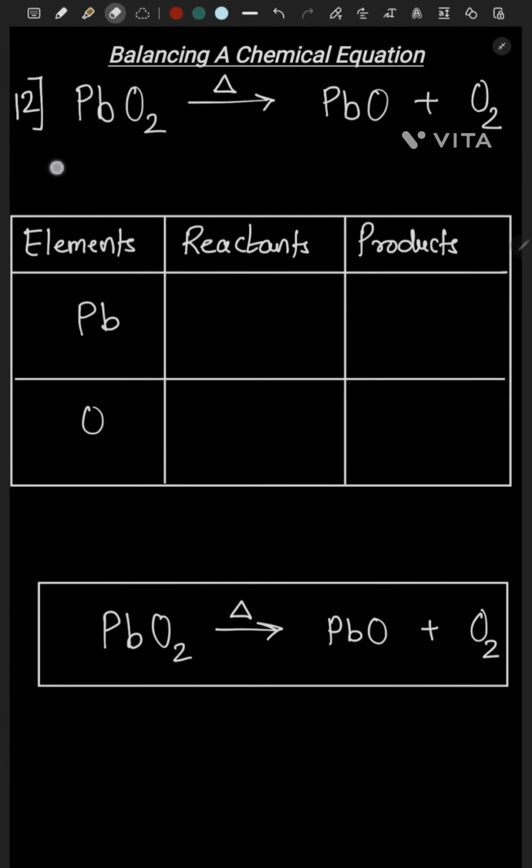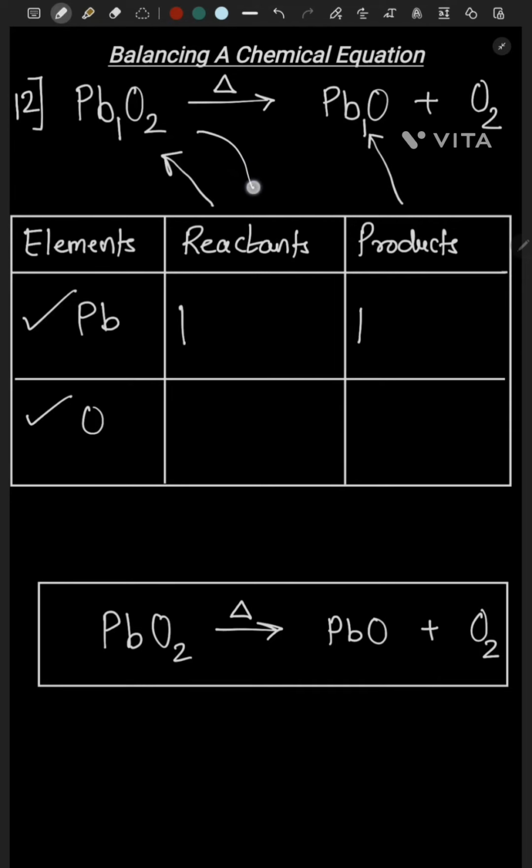Example: lead oxide on heating gives us lead monoxide and oxygen. The elements involved in the above chemical equation are lead and oxygen. Now let us take account of the number of atoms of lead on the reactant side: nothing, means 1. In the same way, the number of atoms of lead on the product side is also 1.